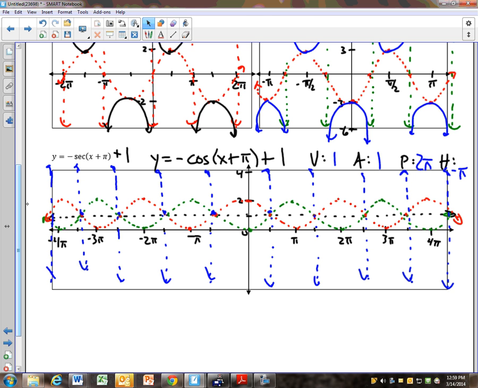Yep, without a doubt. So now I take the red graph. Remember, the red graph was our last graph, and that's where I put my maxes and my mins.